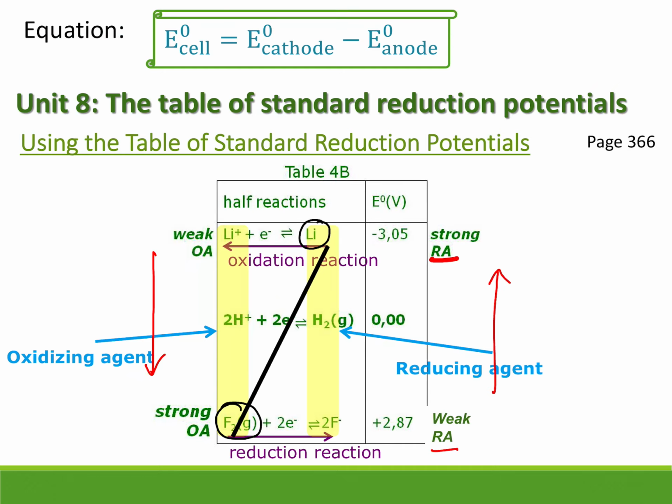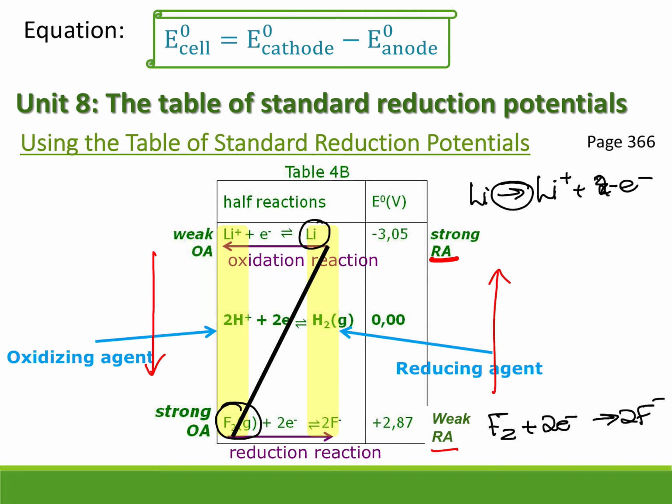When I'm doing a reaction, I would go lithium becomes lithium plus plus one electron. I now write it as a single arrow. I don't worry about the double arrow anymore. Okay, if you write a double arrow here, you get naught. The fluorine gets added to 2 electrons and it becomes 2F minus. Okay, it's now the reduction half reaction.